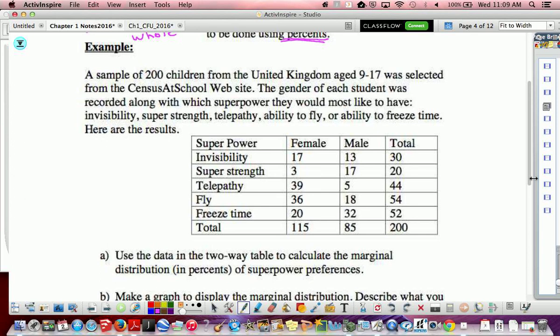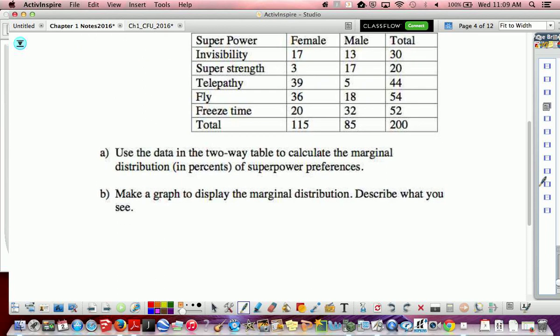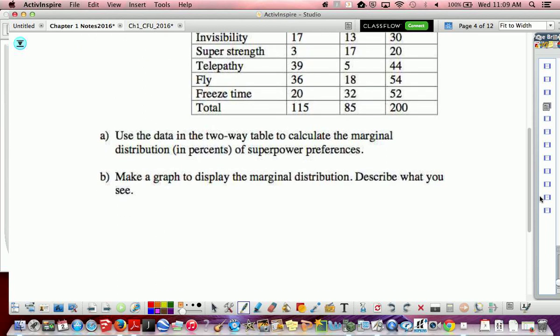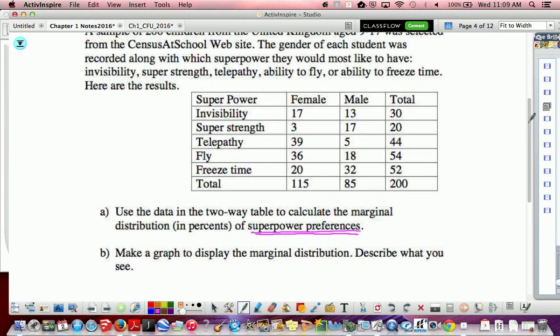So, in part A here, it says use the data in the two-way table to calculate out the marginal distribution in percents of superpower preferences. So here it tells you what percents you want to actually calculate out. You want to focus on superpower preferences. So I'm going to calculate out all of these percents right here based on their superpower preferences.